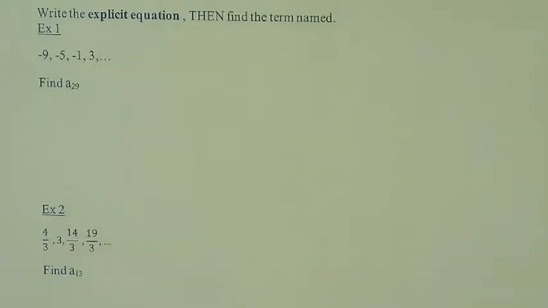Okay, so we're talking about arithmetic sequences. These are like a list of numbers that has a pattern. What we're going to do is find that pattern and write an equation that will help us find any term in that pattern without writing everything out.